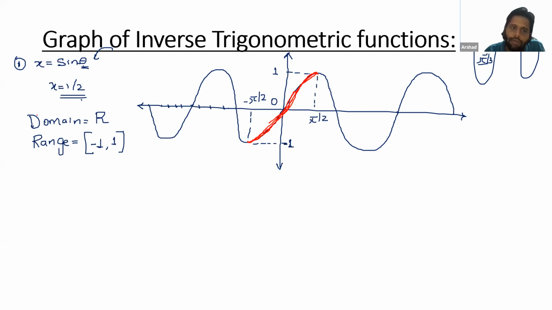Okay. Now x is equal to sine theta. When we are finding the inverse, everything will become reverse. Now theta is equal to sine inverse x. This we have already discussed in the last slide: if x is equal to sine theta, then its inverse will be theta is equal to sine inverse x. Now for this, we will draw a graph.